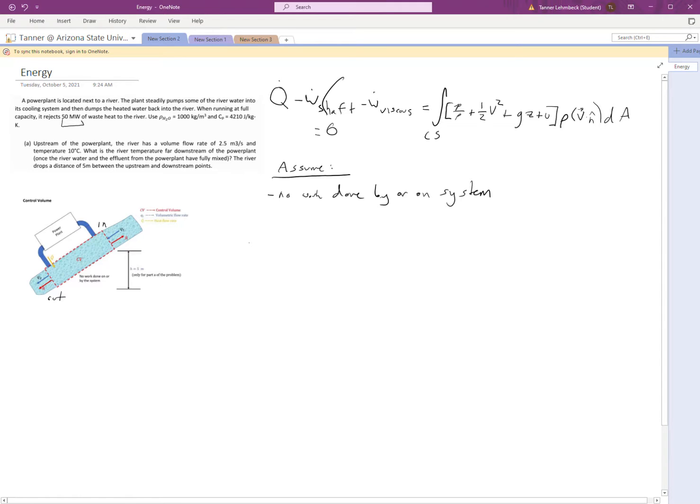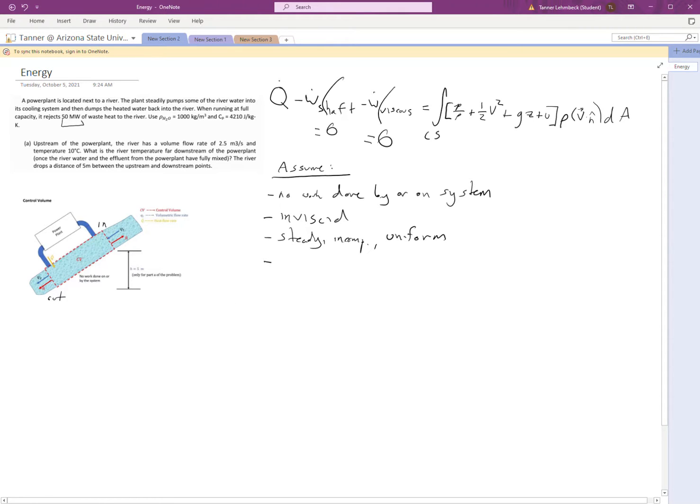So the second assumption we're going to make, this is pretty standard. We're going to assume inviscid flow, right? And obviously what this means, if we're neglecting viscous forces, they're not going to be doing any work on our system. So that's also 0. In addition to these, we're going to say it's steady, incompressible, and uniform. And by now I think we all know what these words mean.